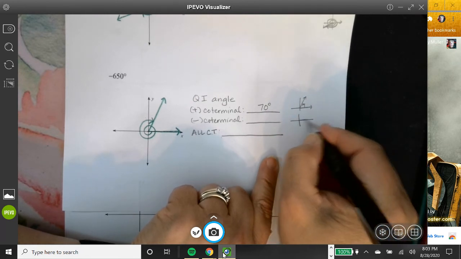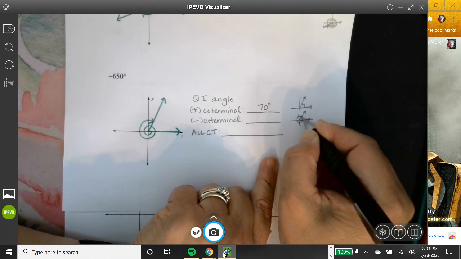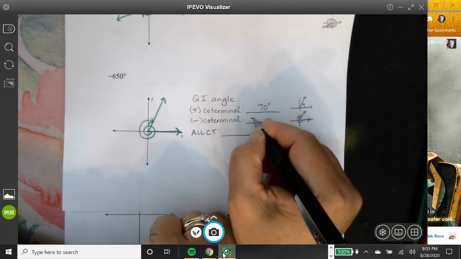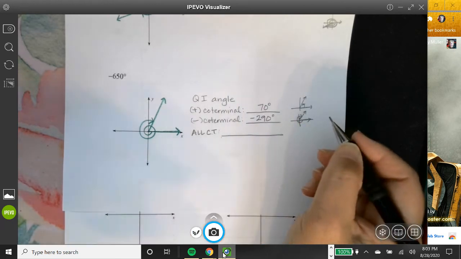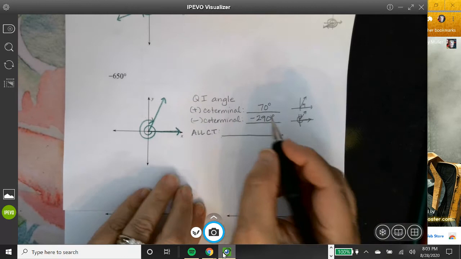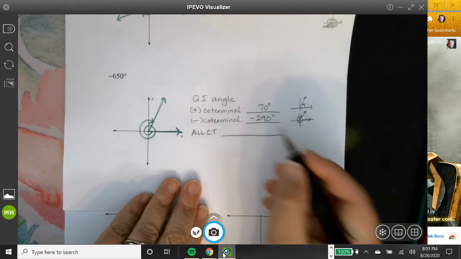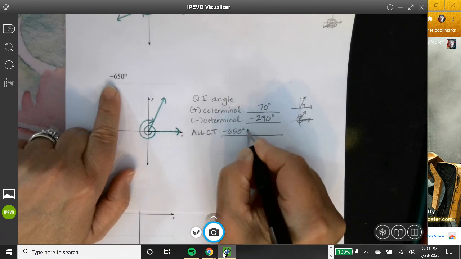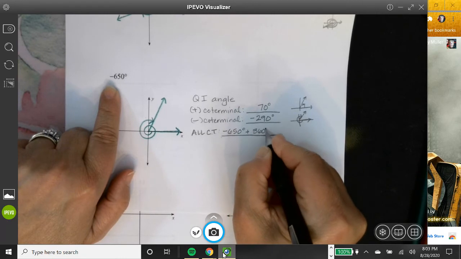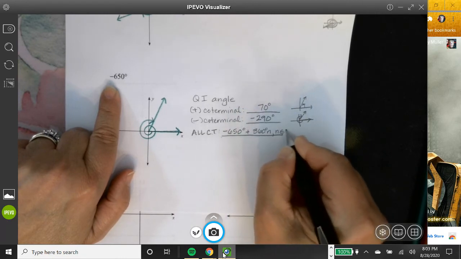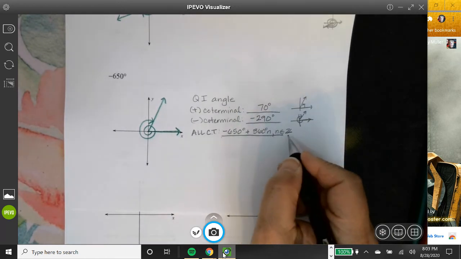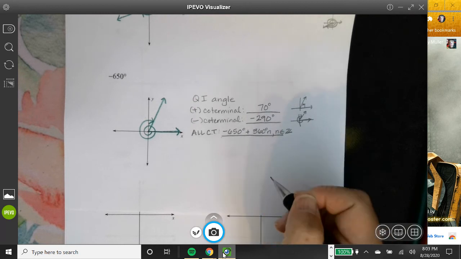All right, now, if I wanted to share the same terminal side, instead of going around more than once, I could just go around part way and be 70 short of 360. So that would be negative 290 degrees. All right. And now how do I write an expression for all the coterminals? Well, I'm going to start with the angle I was given, negative 650 degrees, plus 360 times n, an element of the integer set. And this takes this around the circle n times if n is an integer. So that'll give us all of the coterminals.